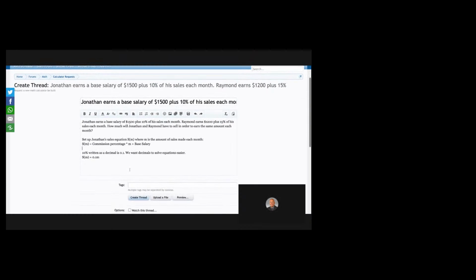M. In fact, I want to write this as a decimal because this is going to be an equation. I can see it from here. 10% written as a decimal is 0.1. We want decimals to solve equations easier. That's why I do this. So we'll drop a line there. Plus the base salary of $1,500.